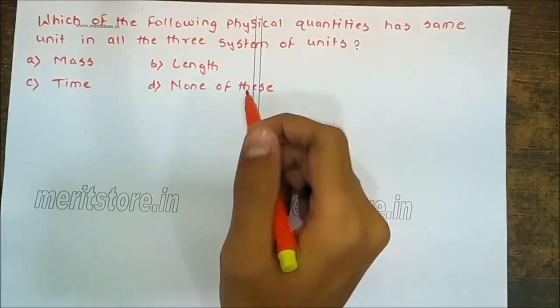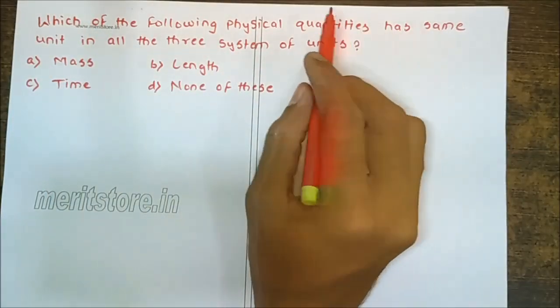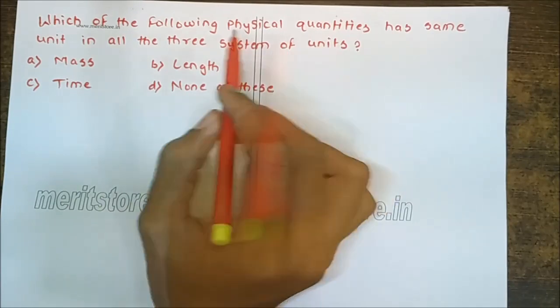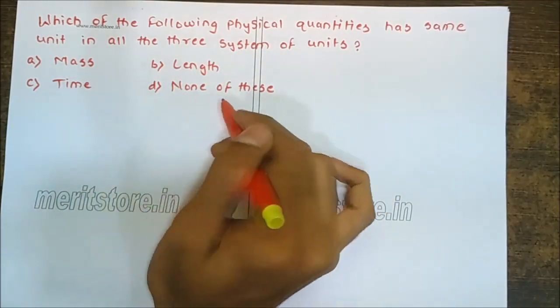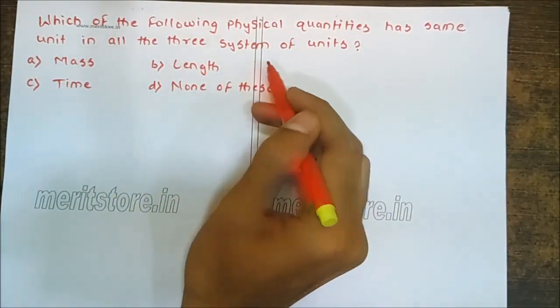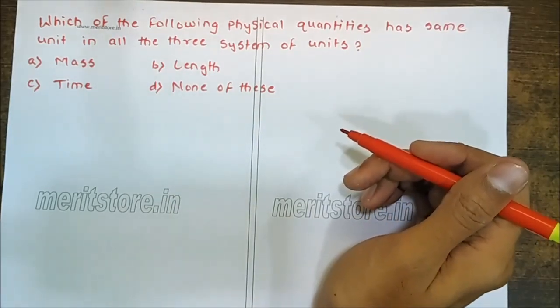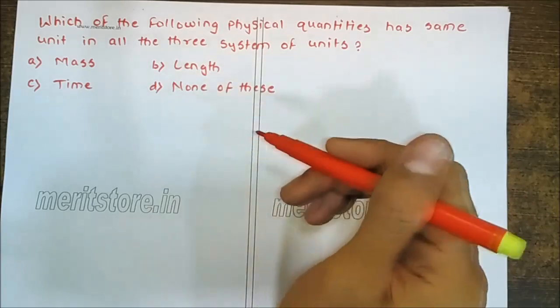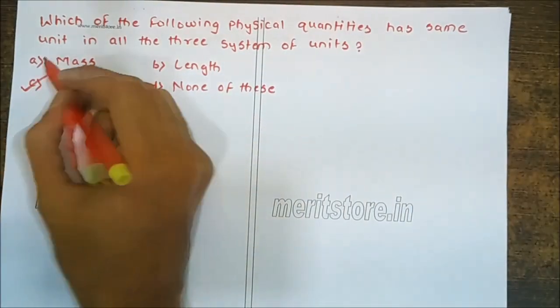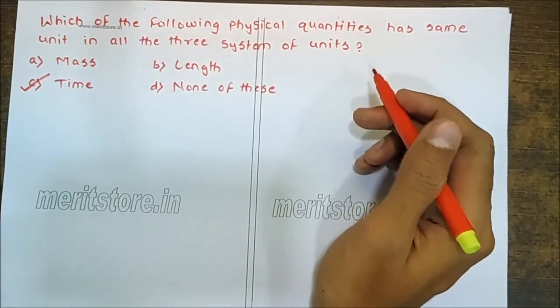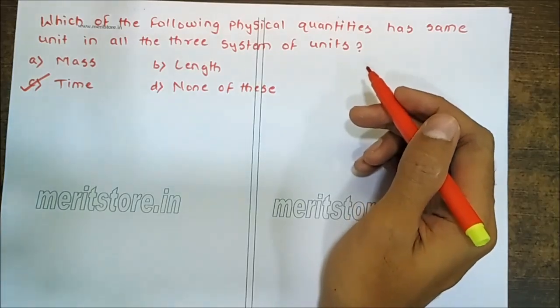Which of the following physical quantities has the same unit in all the three systems of units? Mass, length, time, or none of these? So in all the systems of units, that is SI, MKS, CGS or FPS, the time remains constant. We measure the time in seconds. Okay, so C, time, is the correct option.